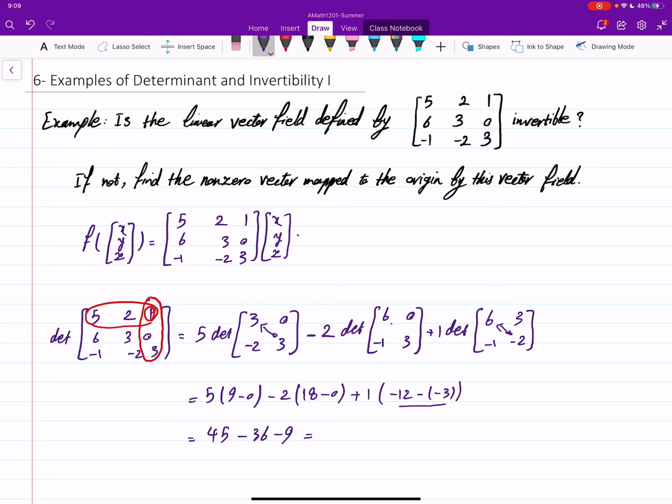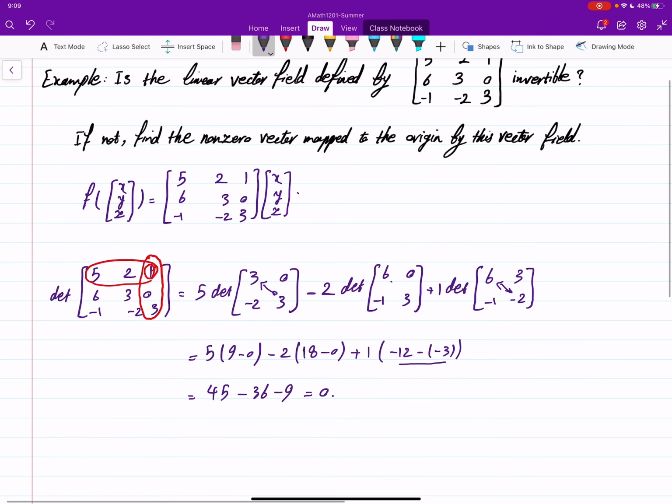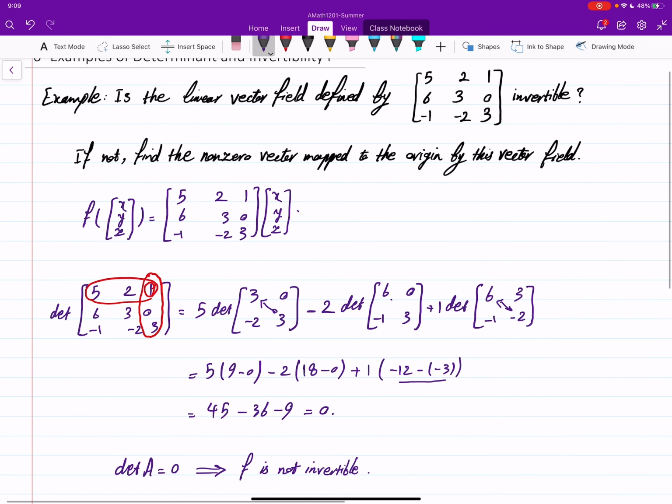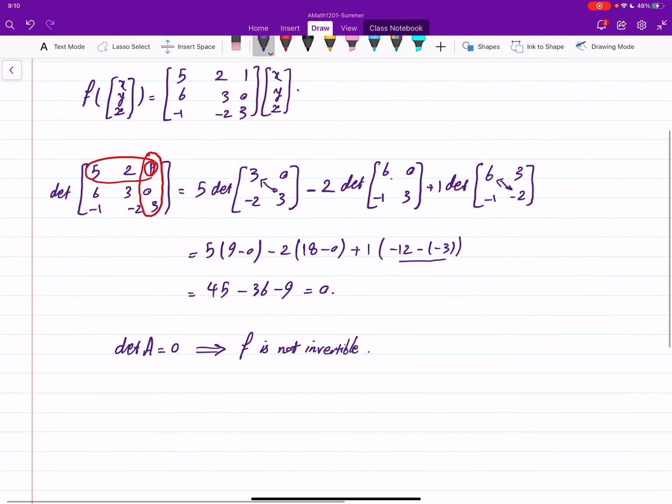But you see that if you add these together, this is 0. So what we figured out is that the determinant of the coefficient matrix is 0. That implies that the corresponding linear vector field is not invertible. Okay. Then, if it is not invertible, find a non-zero vector which is mapped to the origin by this vector field, because that was another equivalent condition that we had.